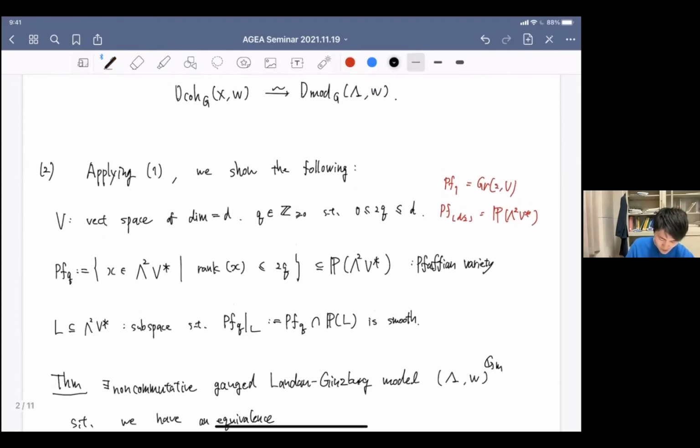But if we consider a linear section of a projective variety, then we can get a smooth one. So let L be a subspace such that the linear section, which is defined to be the intersection of the projective variety and the projectivization of L, is smooth.